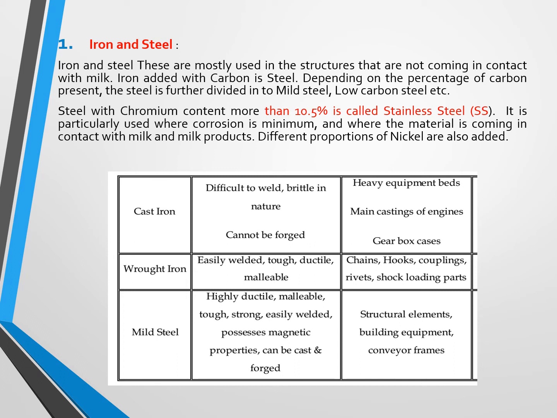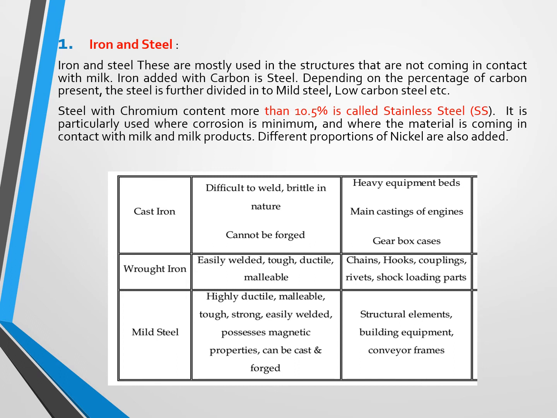So it is particularly used where corrosion is minimum and where the material is coming in contact with the milk and milk product. Okay, and we also add some nickel along with the chromium. So here in this table we can see what is cast iron, wrought iron, mild steel, and their different uses and limitations and merits and demerits.